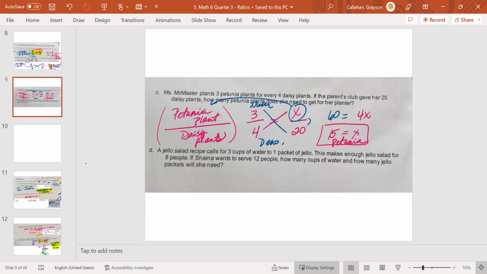Because 60, you got 3 on top and 20 on the bottom. Do you see they're mixed together? So you can't just say, oh, it's all of a sudden daisy. It's just numerator is petunia, denominator is daisy. Do not get that mixed up.